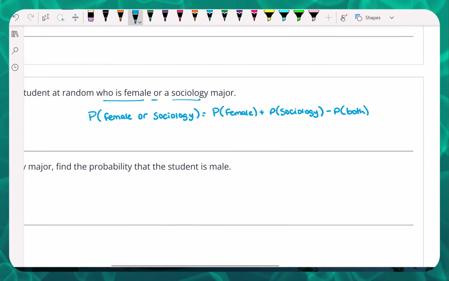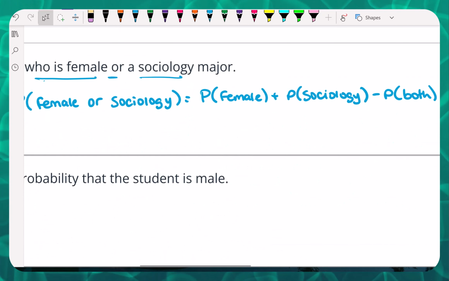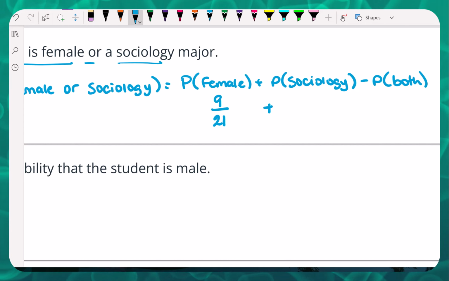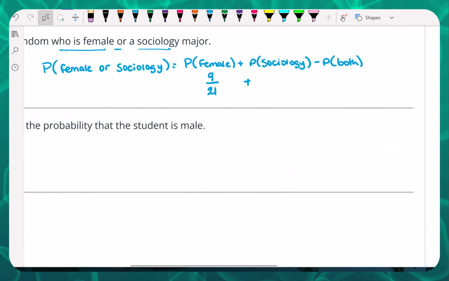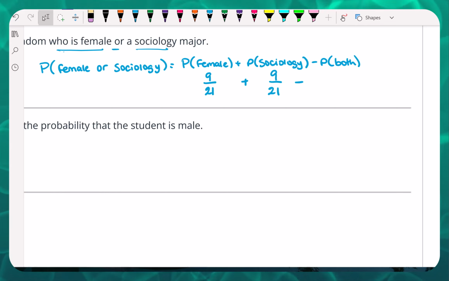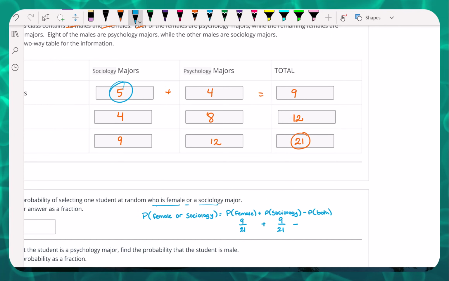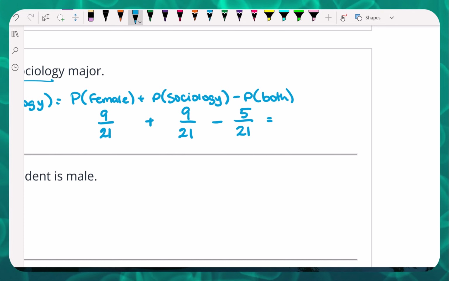So look at your two-way table, look only for females, and we have 9 females, so 9 out of 21. How many total sociology do I have? I also have 9 sociology, so 9 out of 21. Here's the thing, you have to subtract the overlap. So do we have any females that are also sociology majors? Yes, we do. That is 5. Okay, so we're going to subtract 5 out of 21, and that's going to give us 9 plus 9 is 18. Subtract 5 gives us 13 out of 21.